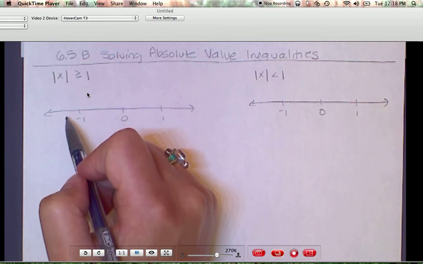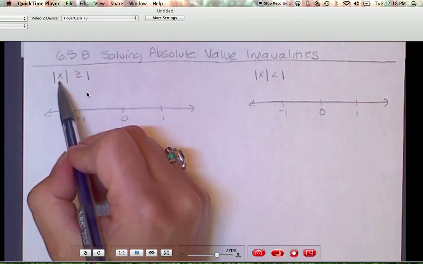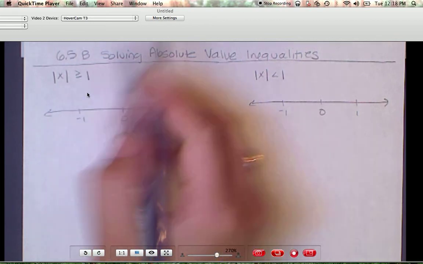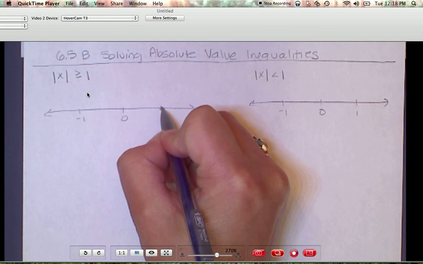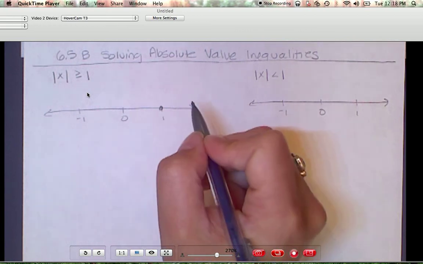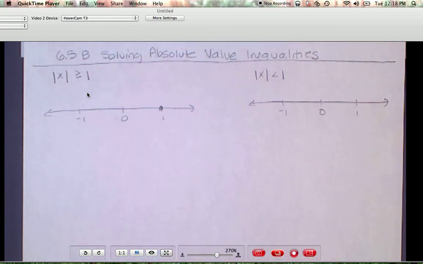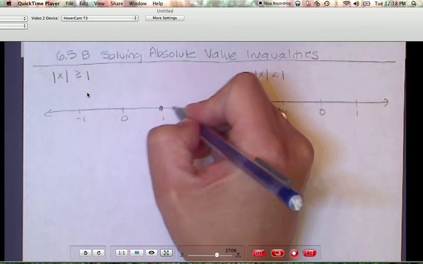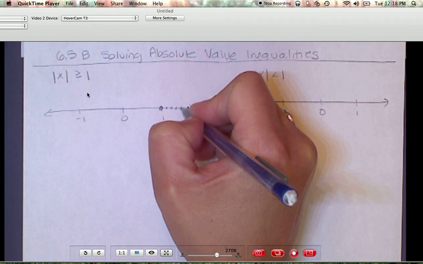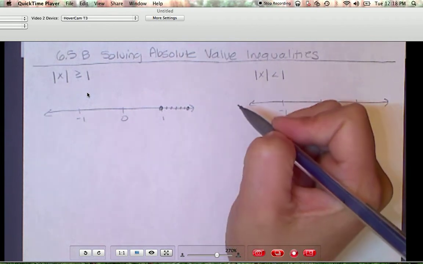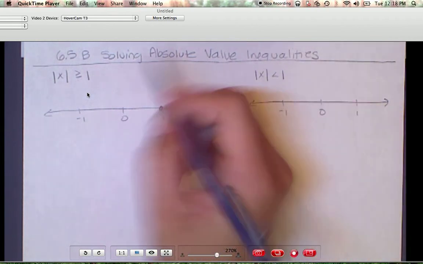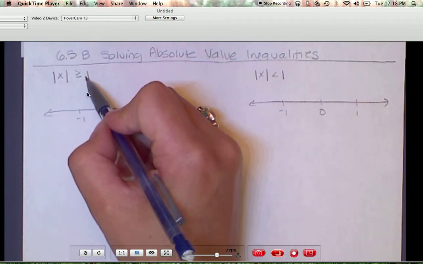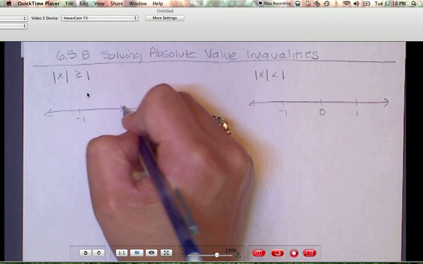So 1, if we take the absolute value of 1, will it be greater than or equal to 1? Yes, so 1 will work. So we're going to put a closed circle on 1 because it will work. What else will work? 2 will work. And anything above 1 would work. What else? Will 0 work? The absolute value of 0 is greater than or equal to 1. No, that's not going to work. We'll put an X through it.